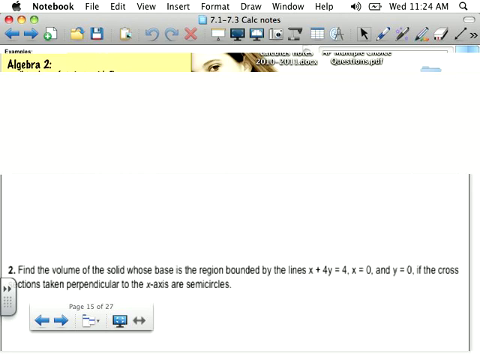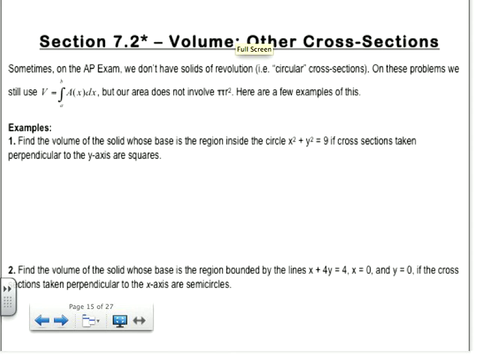Okay, so we're going to continue talking about volume with other cross sections. So these are not axis of revolution, so you don't have circular cross sections. These are like squares, right triangles, so on.